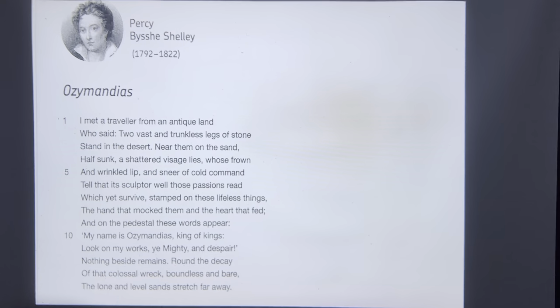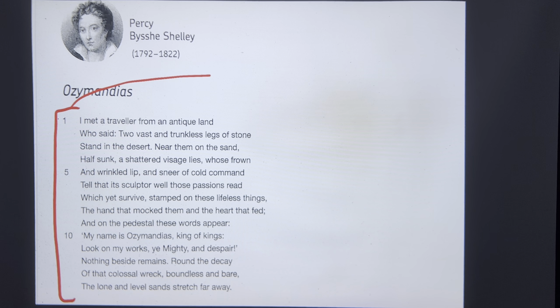Now, let's start, guys, with what is the form of Ozymandias? Now, the form of Ozymandias is indeed a sonnet. But what does Mr. Ozymandias love, guys? I would say two things. I would say Ozymandias loves himself, and I would say he loves the idea of power. And that is the form of the poem.